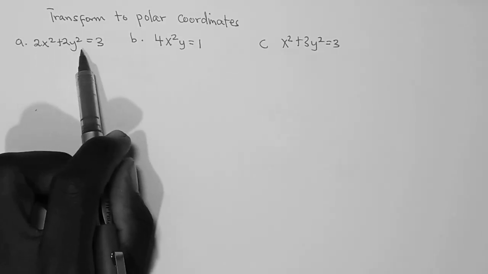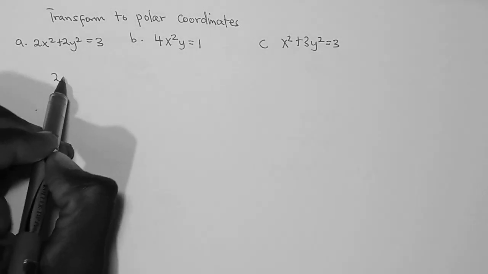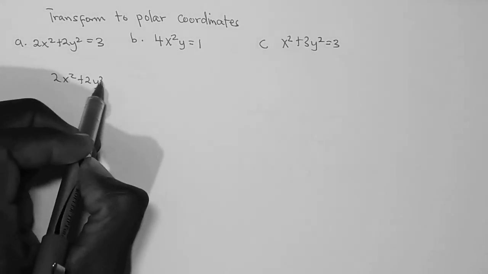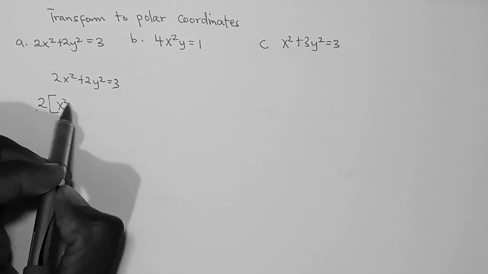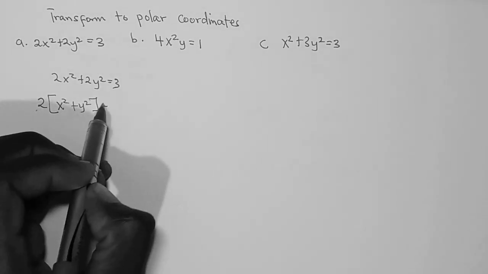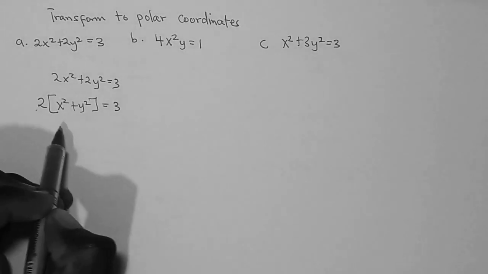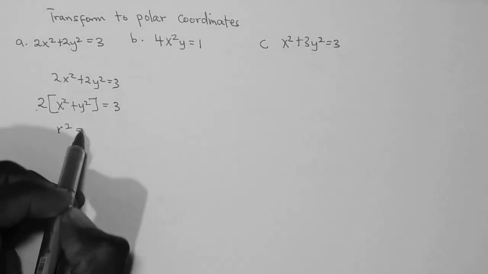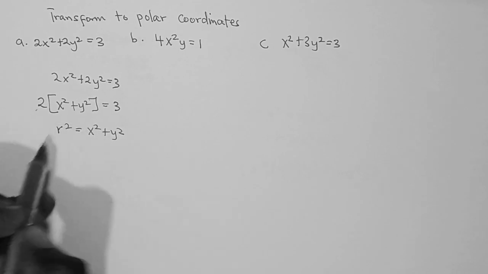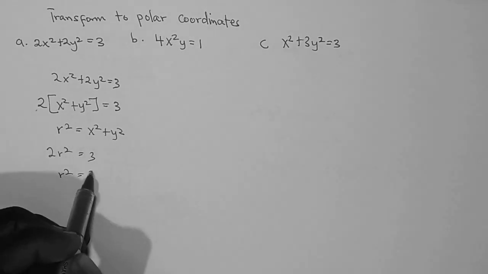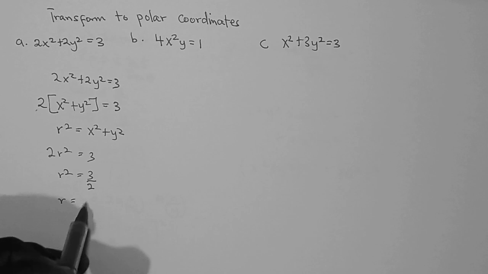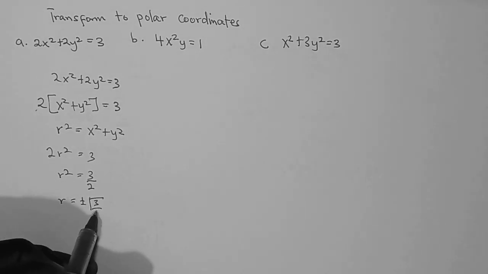So transform the following equation to polar coordinates. We have 2x squared plus 2y squared equals 3. So let's factorize 2 out. We'll be left with 2 times x squared plus y squared is equal to 3. Now, we know that r squared is equal to x squared plus y squared. Therefore, this becomes 2r squared equals 3. So r squared is equal to 3 over 2, and therefore r is equal to plus or minus square root of 3 over 2.